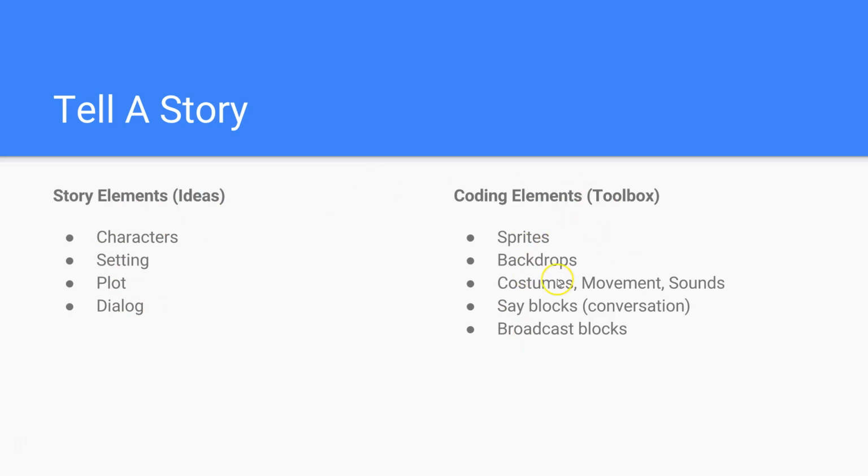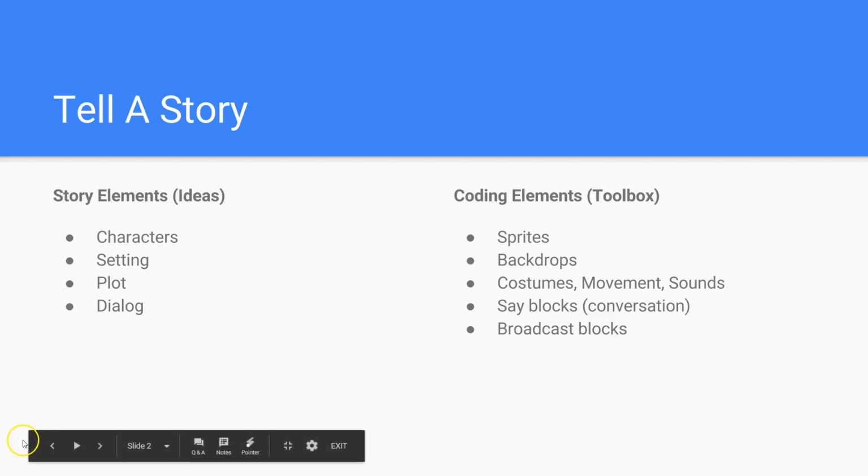Now, you need to achieve these elements to put together a story to make all that happen. This is your toolbox over here. These are the things that you're going to use in code to make that happen. Sprites, backdrops. You need to have different costumes. You need to use movement blocks, some sounds. You use that say block, which is what gives you the word bubble. And broadcast blocks that we used earlier will help you kind of organize when things change, when we go to a different place, when everything responds to an event.